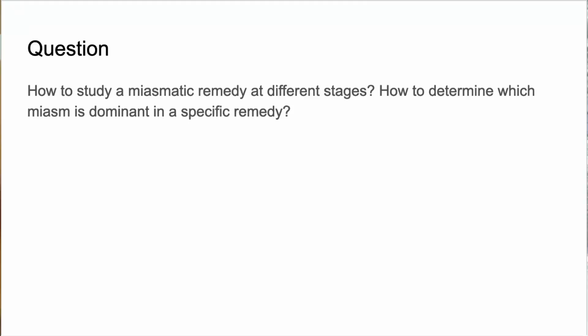So this time I have a question on remedies. How to study a miasmatic remedy at different stages, and how to determine which miasm is dominant in a specific remedy. Now, this is very, very important because we've covered a few questions on the basics of what miasms are, different types of approaches, and then we've covered some questions on the treatment of miasms, single miasms, multiple miasms, and now we're coming to remedies.